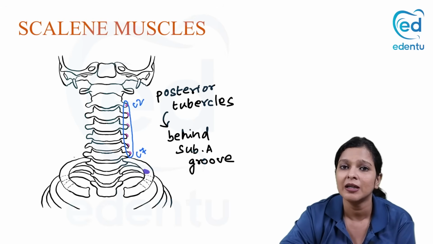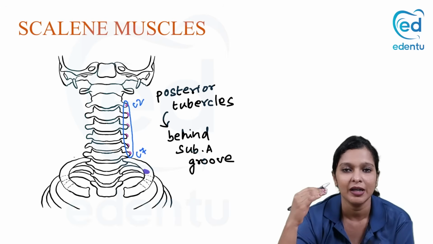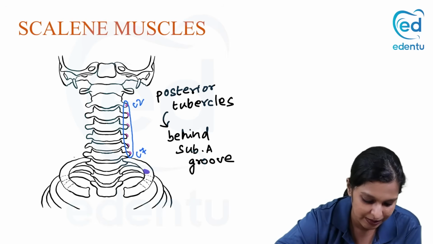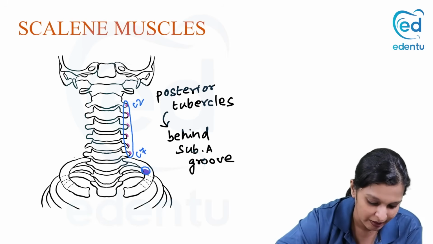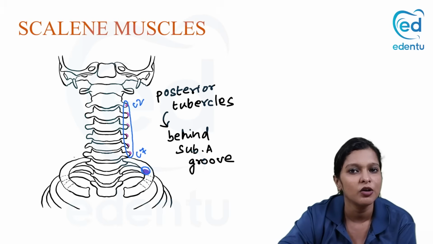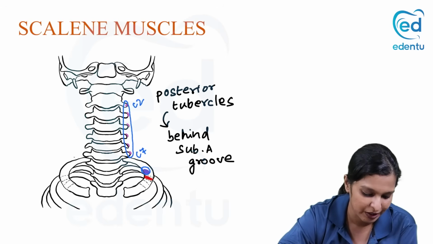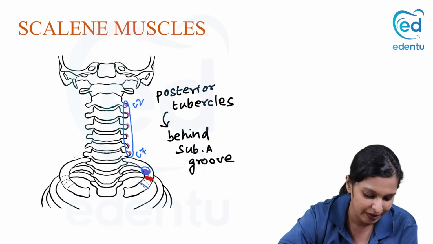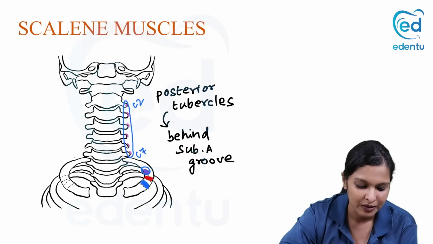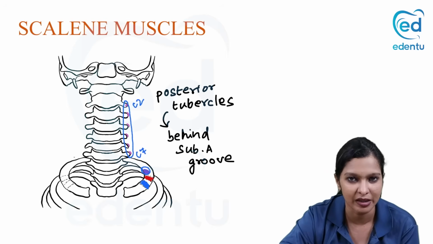For all the prevertebral muscles, the origin was at a lower level. Here it is opposite. It originates at a higher level and inserts into the first rib, only on the superior surface of the first rib, just behind the groove for the subclavian artery. I told you there are two grooves. The posterior one is for the artery, the anterior one is for the vein. Just behind the groove for the subclavian artery is the insertion of the muscle, the scalenus medius.